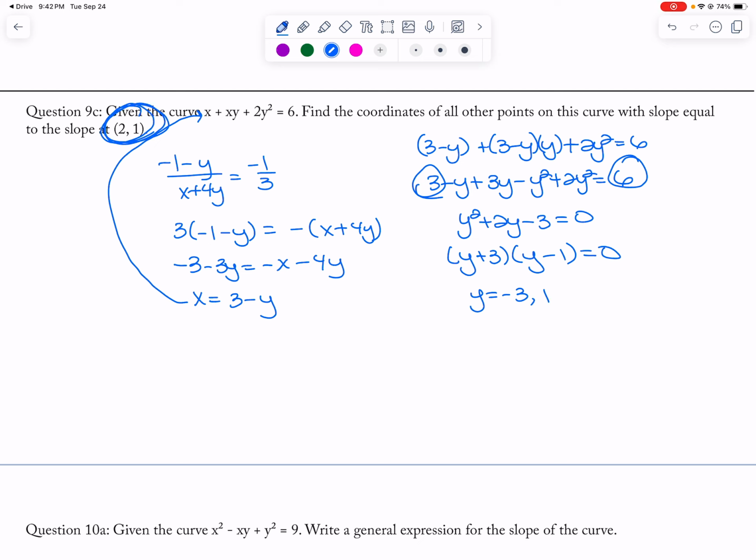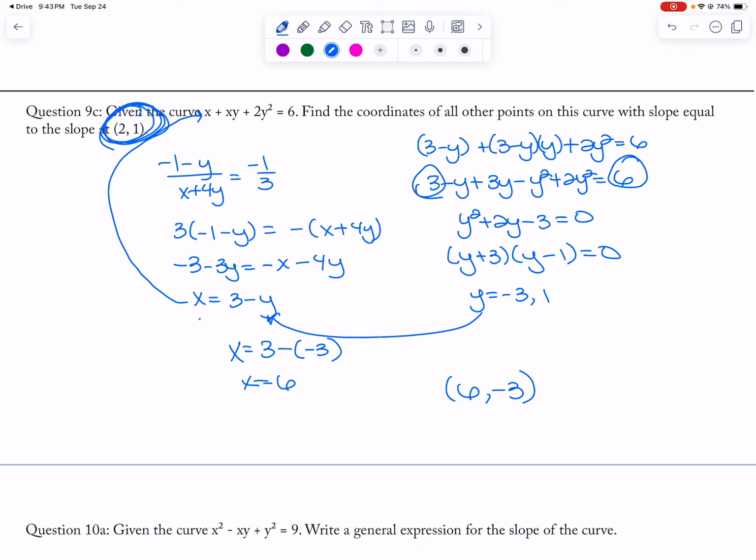I already have my y is equal to 1 here with that coordinate point, so now I have y is equal to negative 3, so I'm going to plug that in here, so I get x is equal to 3 minus a negative 3, so x is equal to 6. So my other coordinate point is 6 comma negative 3.